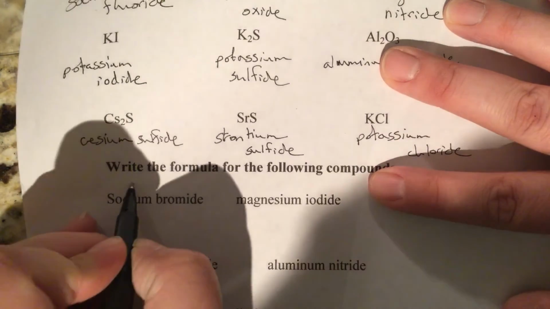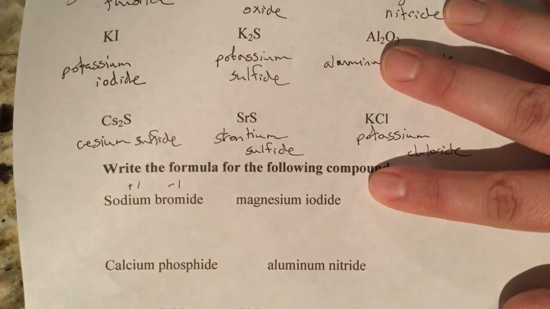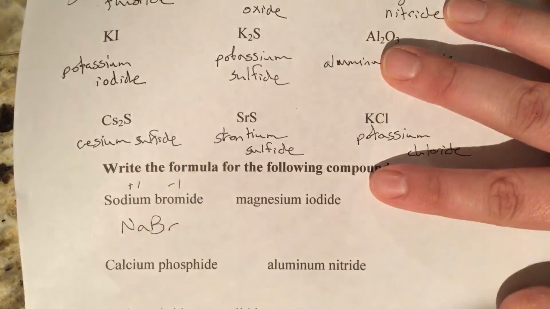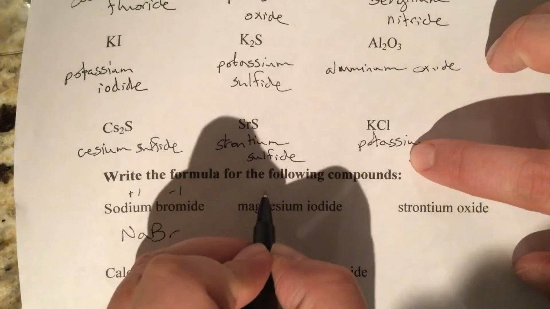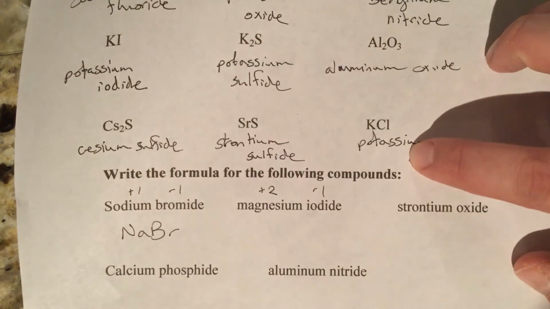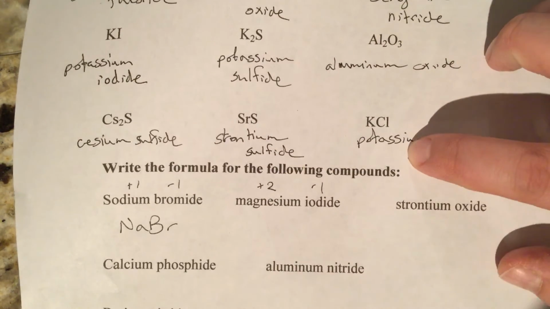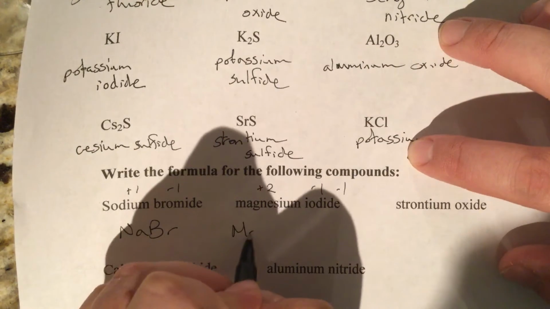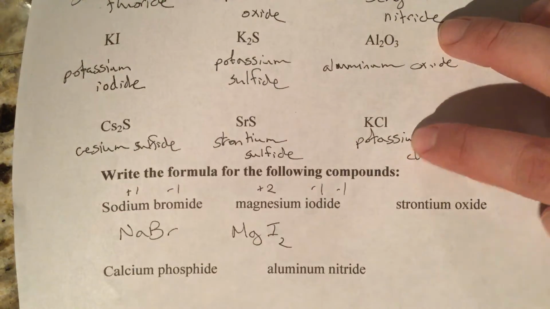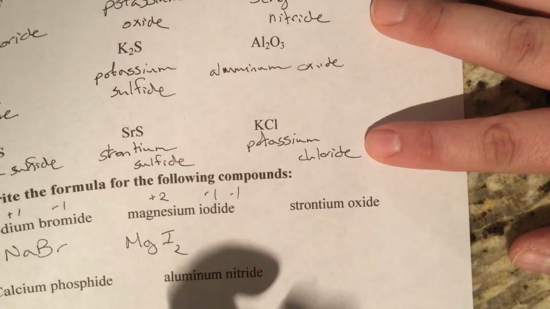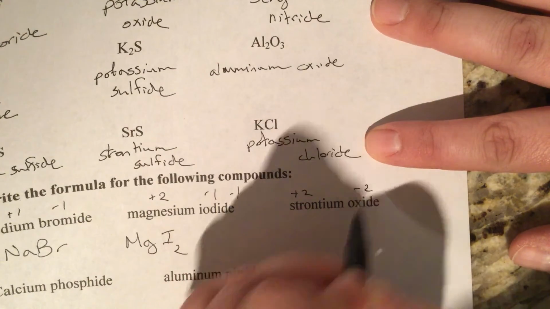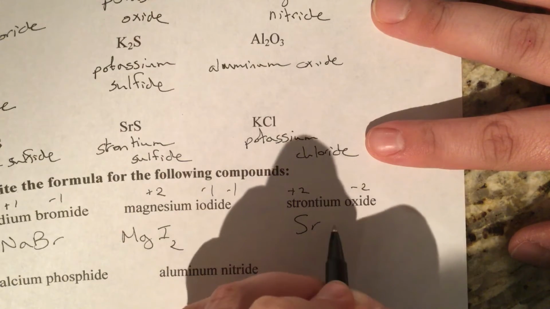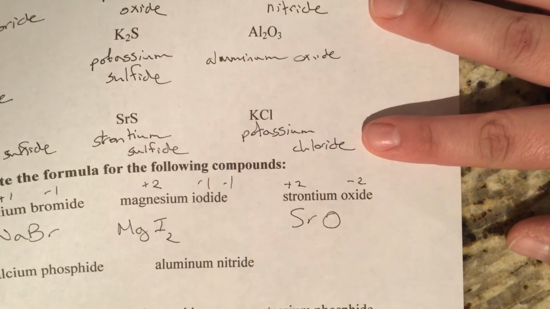So sodium bromide, we're looking at +1, -1, so that's already 0. NaBr. Magnesium is a +2. Iodine is a -1. Uh-oh, we're not at 0. We're going to have another -1 there. MgI2. Strontium, +2, -2. Make them 0 already. Strontium oxide, SrO.